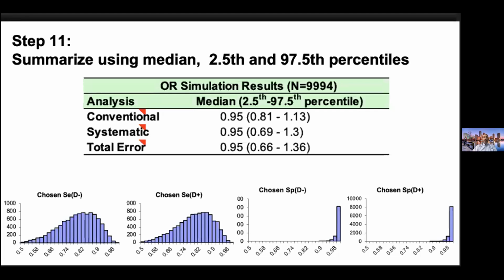So we now use that and we come up with an interval that accounts for all of the uncertainty in our results. 0.66 is the 2.5th percentile of that distribution. 1.36 is the 97.5th percentile of that distribution. So if you compare that to the conventional 95% confidence interval, this interval is wider. Wider because it has to account for the fact that I don't know what the bias parameters are, and therefore I have to have less confidence in my results after I run the bias analysis than I did before.